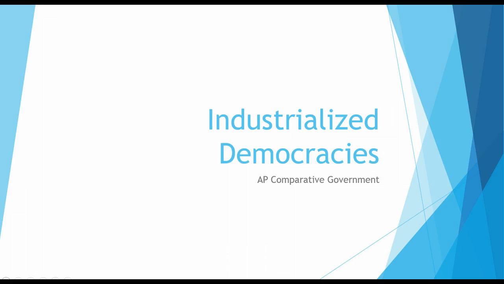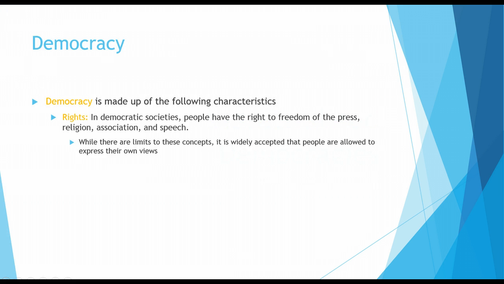What we're going to be looking at as we move into Unit 2 is we are going to introduce some more complex concepts of what democracy is before we move into later lessons where we're going to talk about Great Britain. So the first thing that we need to look at is we need to reestablish what the idea of democracy is. Democracy is made up of the following characteristics, and really the main characteristic that we look at when we look at democracy is rights.